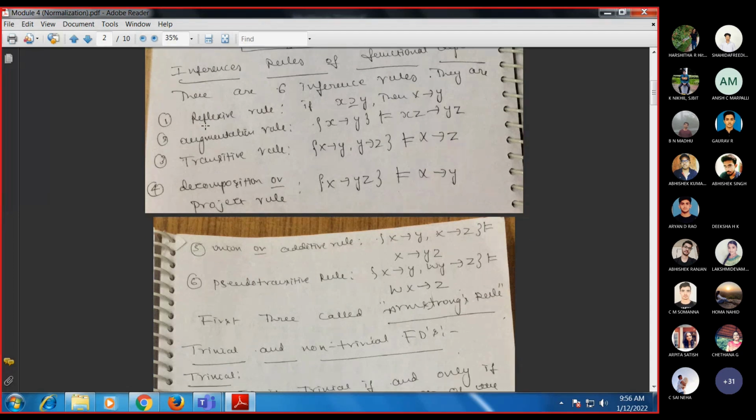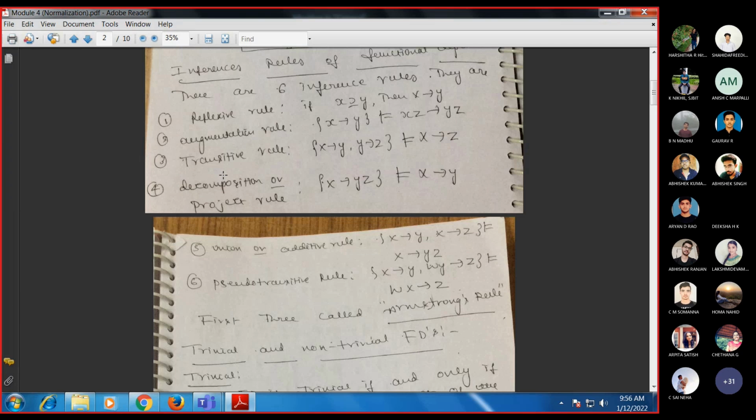Here the first 3 rules, that is reflexive rule, augmentation rule and transitive rule, are called Armstrong's rules. This may come for your MCQ. The reflexive, augmentation and transitive rules, these 3 are called as what exactly? Called as Armstrong's rules here.